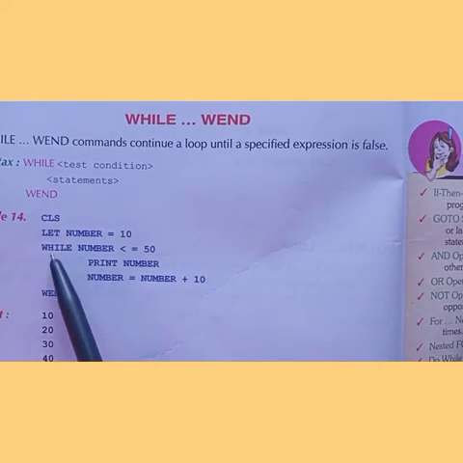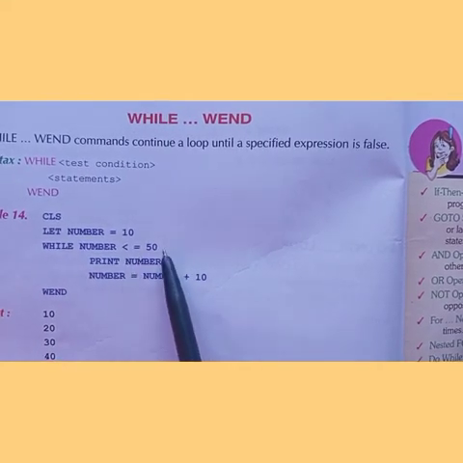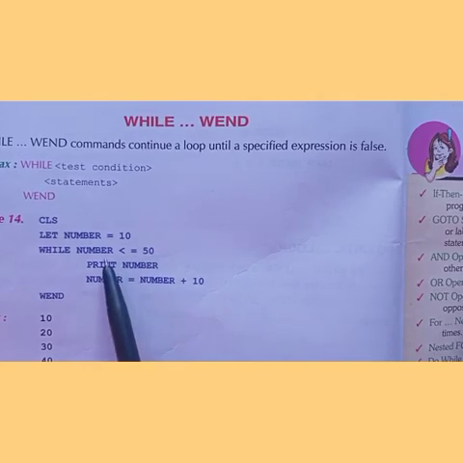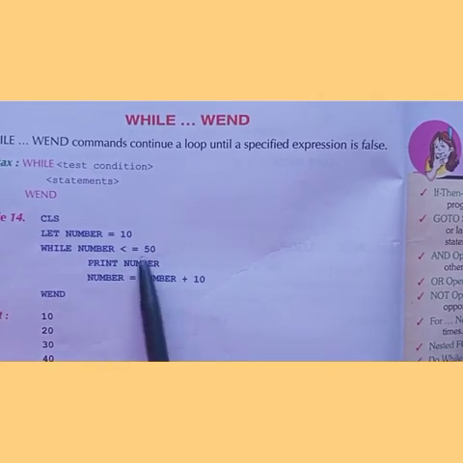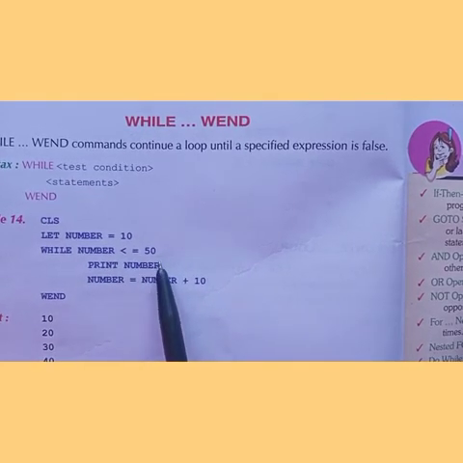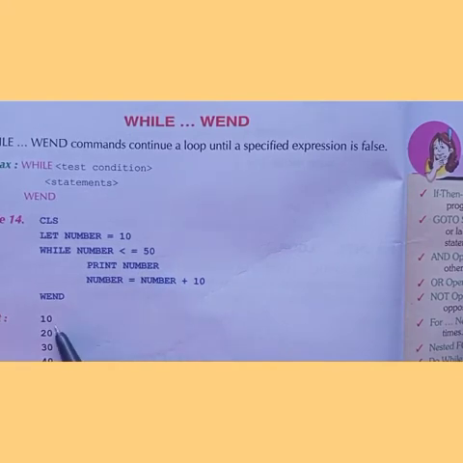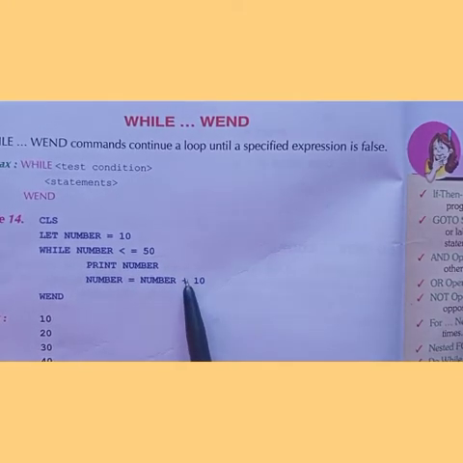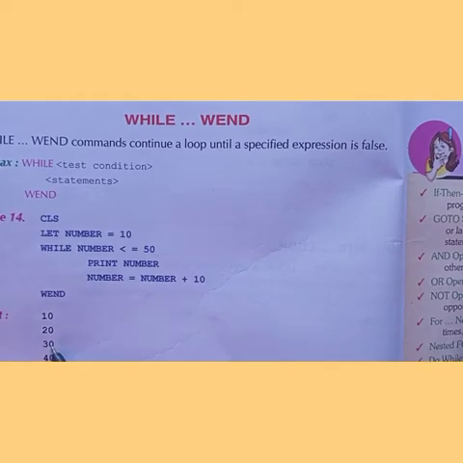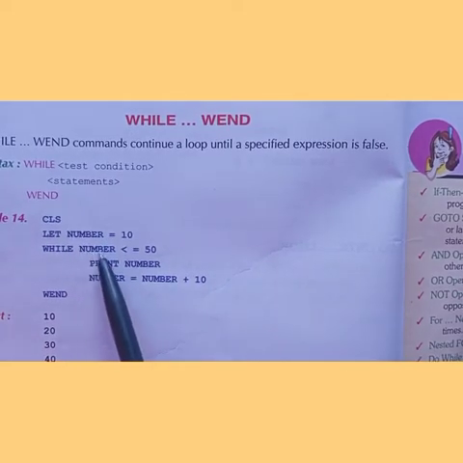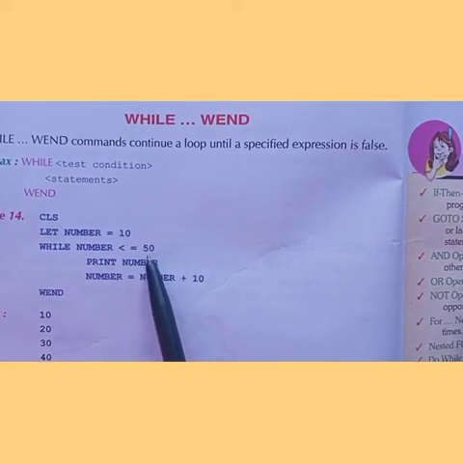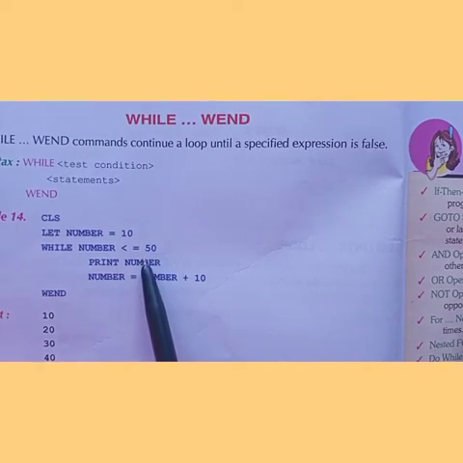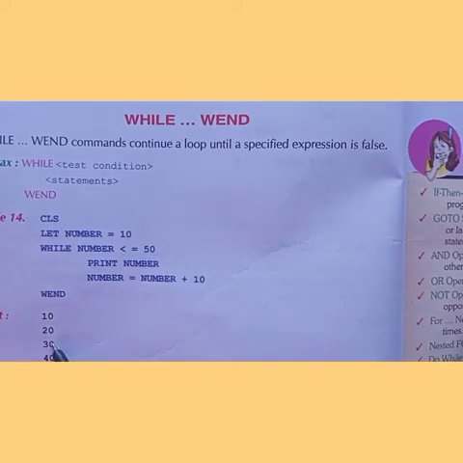Again, when it checked the condition, the value is still not greater than 50, neither is it equal to 50. So now the value, number 20, was printed. Next, number plus 10: 20 plus 10 is 30. Again it will go and check that the value is still not greater than 50, it is less than 50. So number 30 got printed.